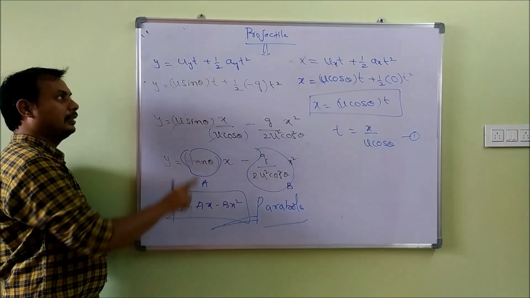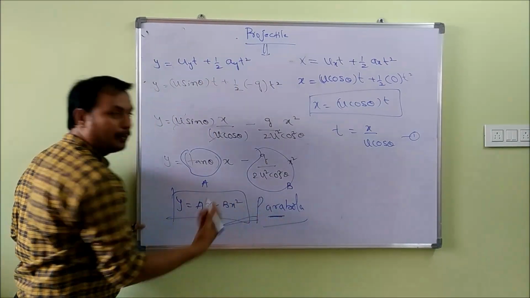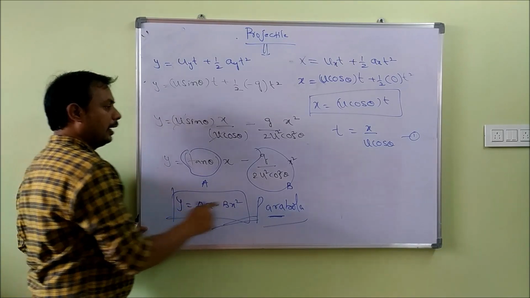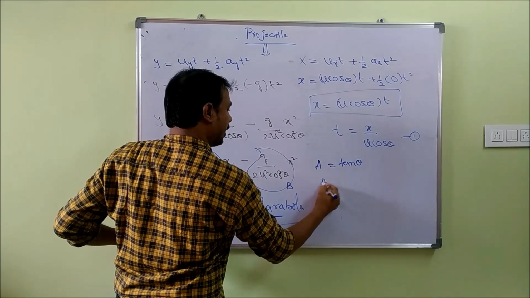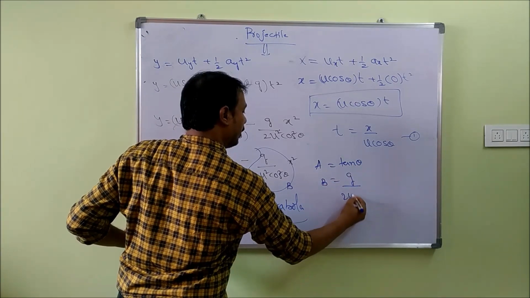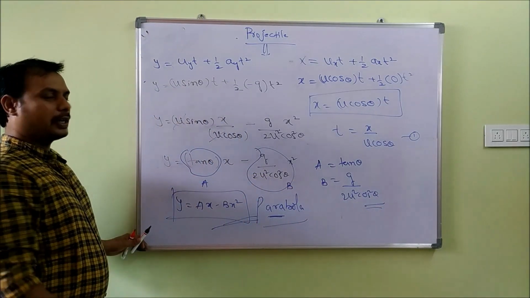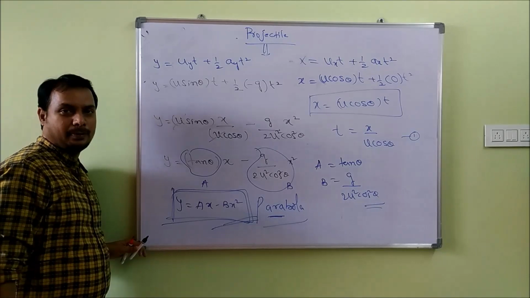It means that the trajectory or the path of the projectile is a parabola. You have to remember the value of a as well as b. A equals tan theta, and b equals g by 2u square cos square theta. Some numericals will be given in terms of y equals ax minus bx square.